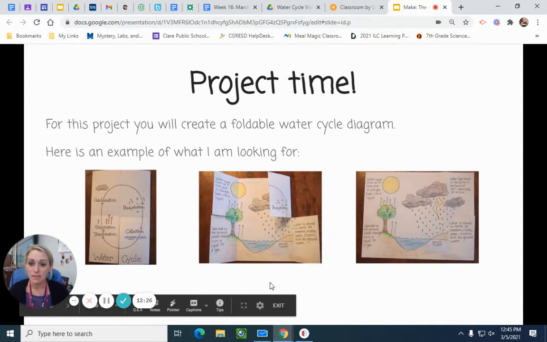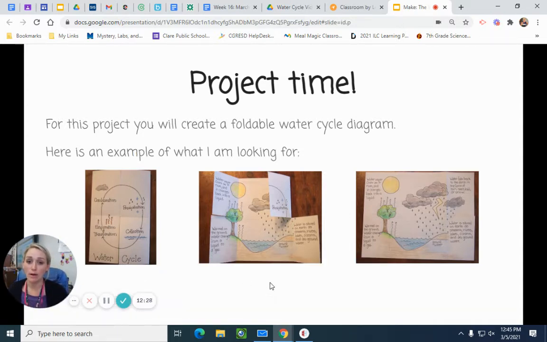To wrap up the day, I would like you to make some sort of foldable water cycle diagram. I've included an example of what I'm expecting. The outside can be the basic cycle of the water and what happens, and then the inside could be a more detailed description of each step.